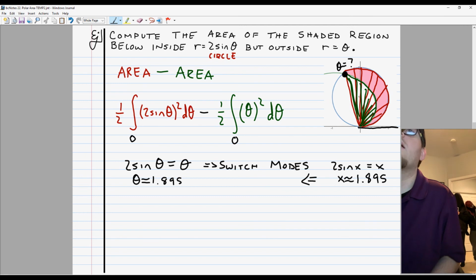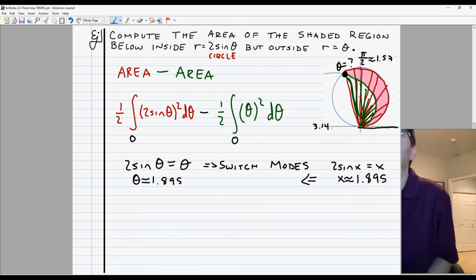If we think this one through, the angle should be in quadrant 2. If this is pi over 2 up here, then that's about 1.57. If this is pi down here, that's like 3.14. So 1.895 should actually fall in that region. So I think we're in really good shape.